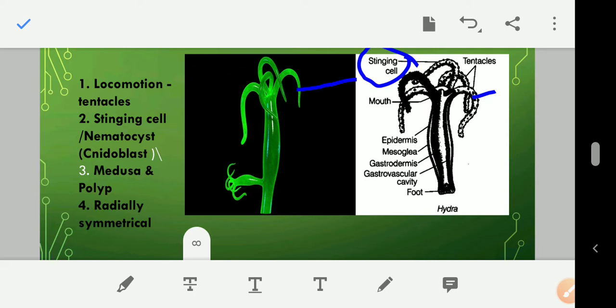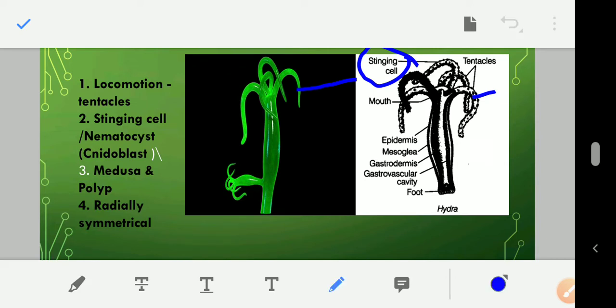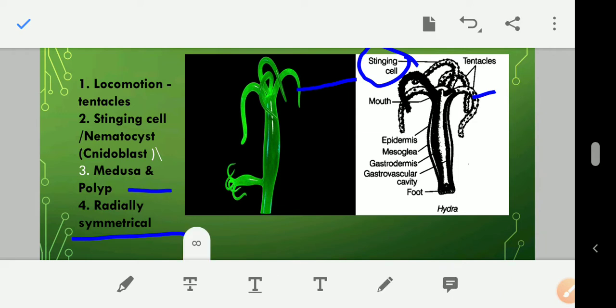They are generally found in two stages, one is medusa and one is polyp. Medusa is generally moving, M for medusa, M for moving, and polyp is stationary. They show radial symmetry. There are only two phyla that show radial symmetry. One is coelenterata and one is echinodermata.